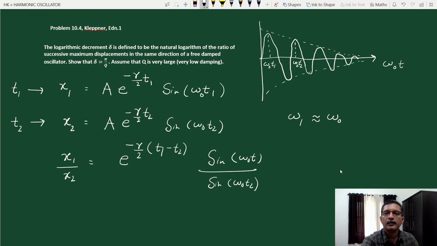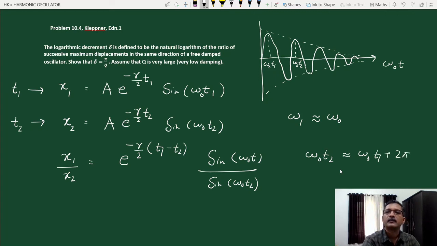Now if the damping is low, then we can say that the approximate angle, that is, this omega 0 t2, is approximately omega 0 t1 plus 2 pi.